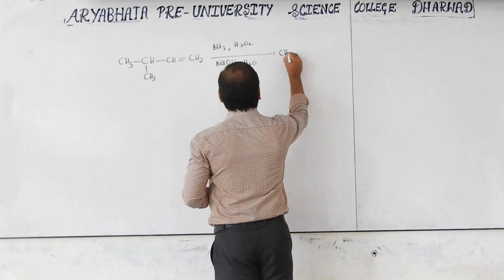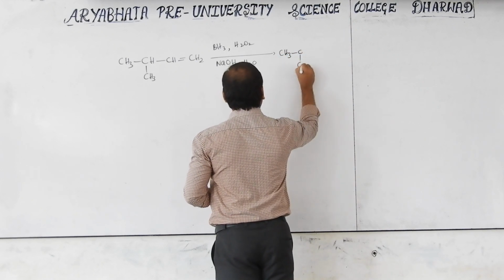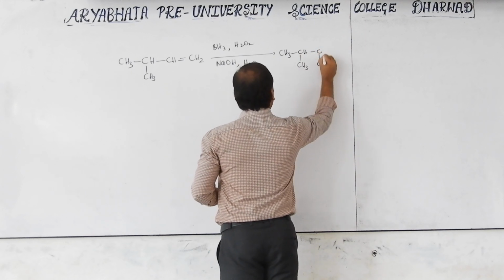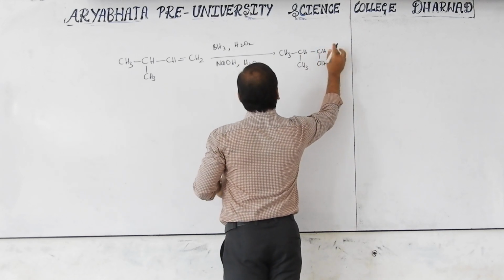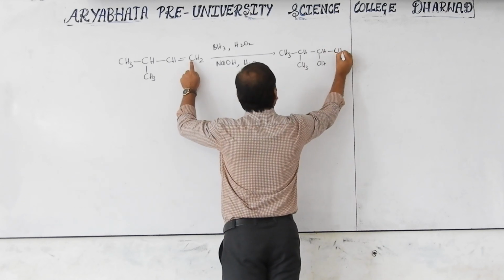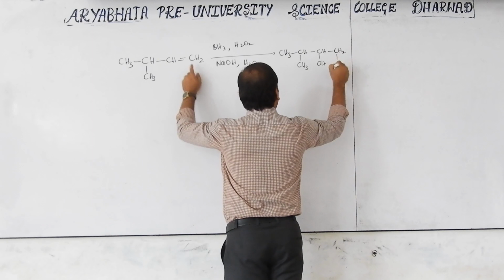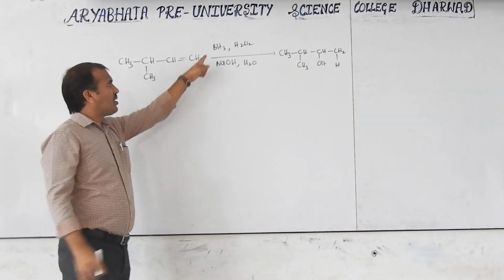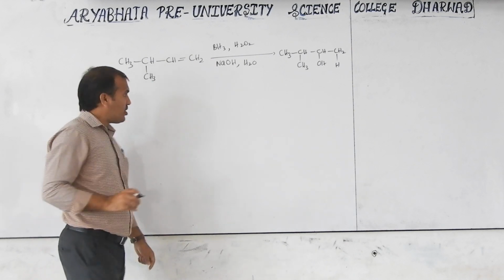Then here CH3, CH3, CH and OH, and single bond. And this will be CH2 and here H is there. Otherwise we can get CH3 also, no problem. So this is the product with respect to BH3, hydroboration oxidation.